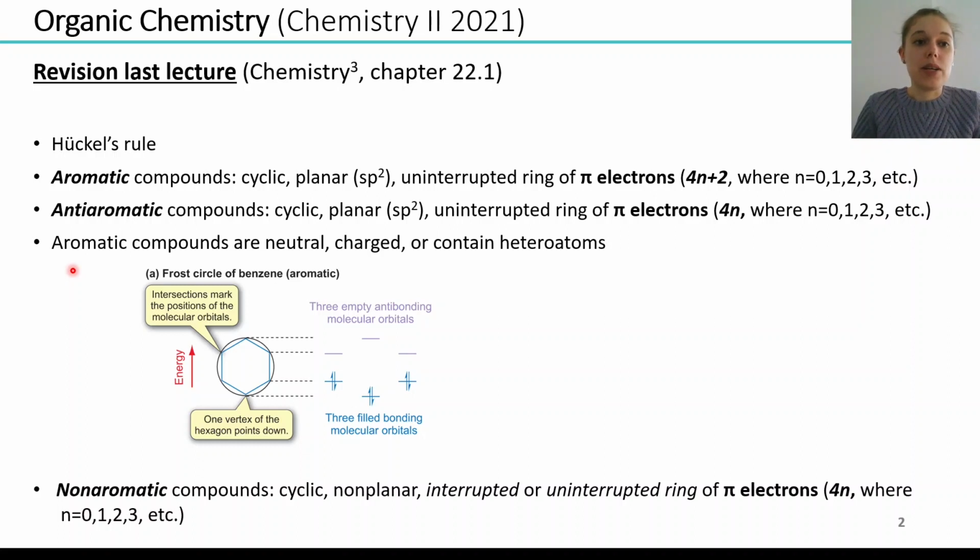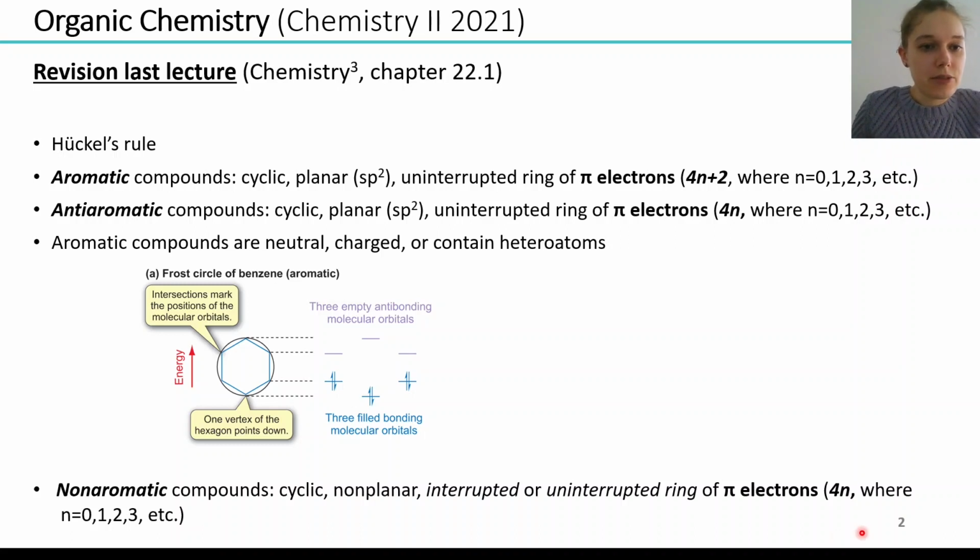And if we want to describe or explain the special stability and reactivity of aromatic compounds, we learned that it is helpful to have a look at the molecular orbitals. And here it is helpful to use the Frost circle. For benzene, we saw that special stability is ascribed to the delocalization of 6 pi electrons, and the structure of benzene is a planar hexagon with bond lengths between the carbon-carbon single and the carbon-carbon double bonds.